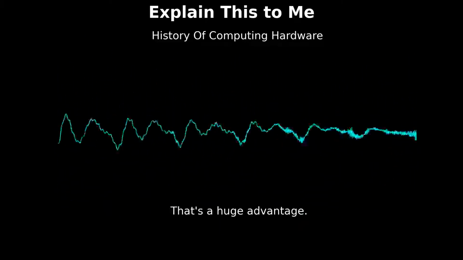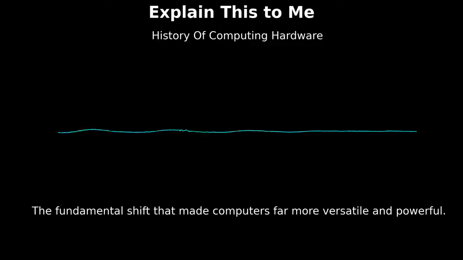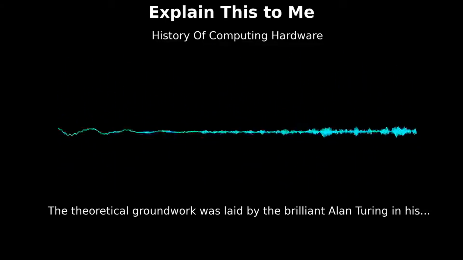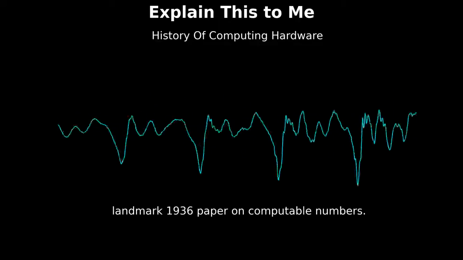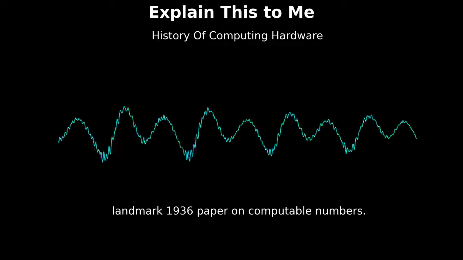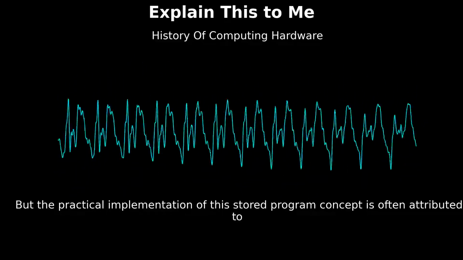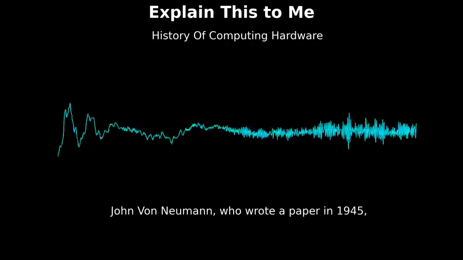So who came up with this idea? The theoretical groundwork was laid by the brilliant Alan Turing in his landmark 1936 paper on computable numbers. Alan Turing. Yeah, I've heard of him. But the practical implementation of this stored program concept is often attributed to John von Neumann, who wrote a paper in 1945 outlining the architecture for such a computer. The von Neumann architecture. I've heard that term before.